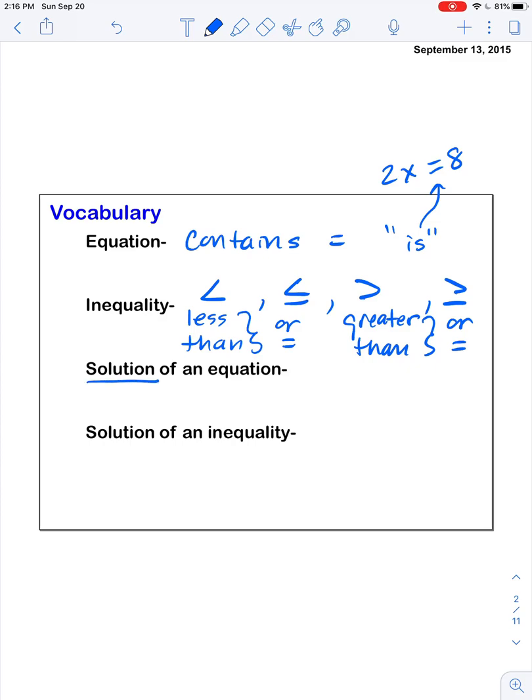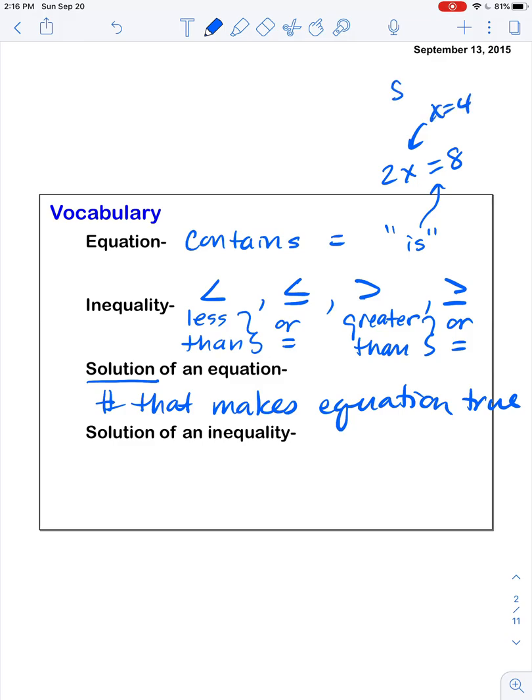So when you're looking for the solution of an equation, that just simply means a number that makes the equation true. So in the example that I put up here, x equals 4 would be a solution because it makes that true, whereas x equals 3 wouldn't, because 2 times 3 is 6.